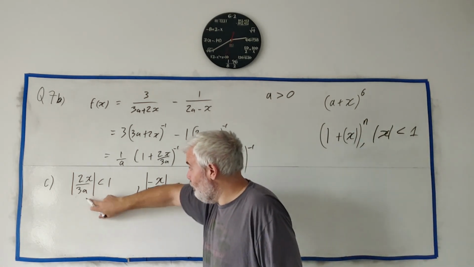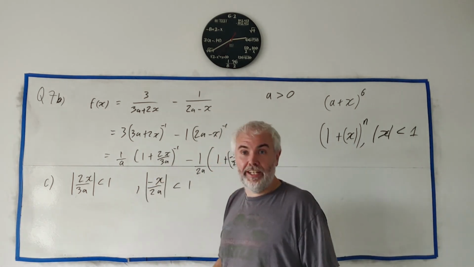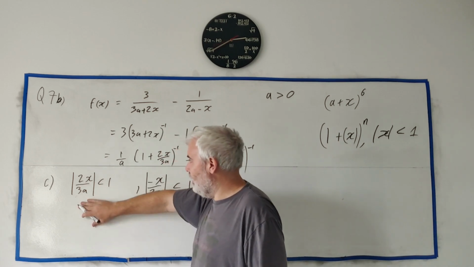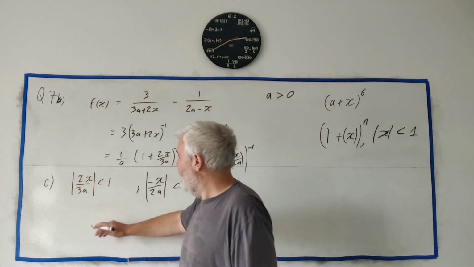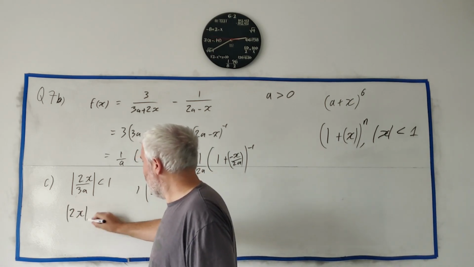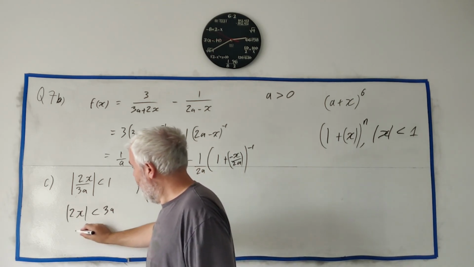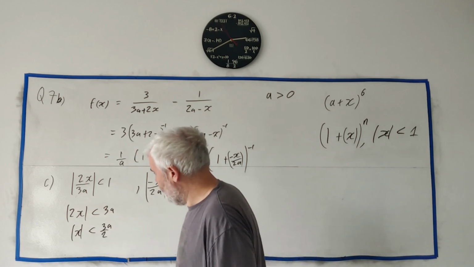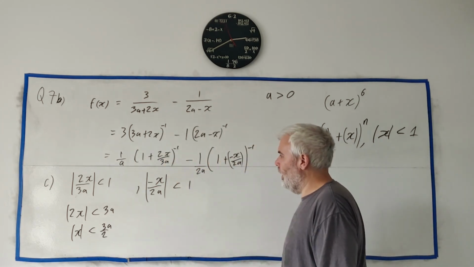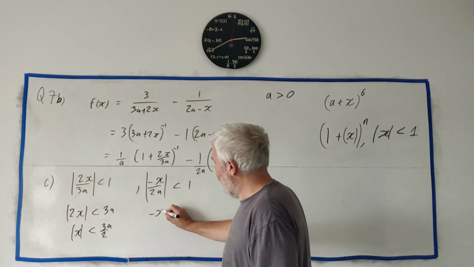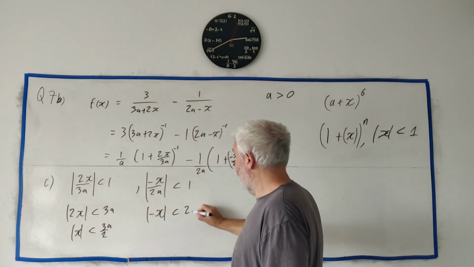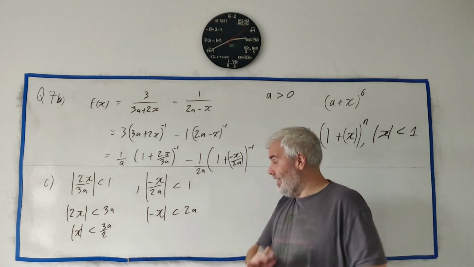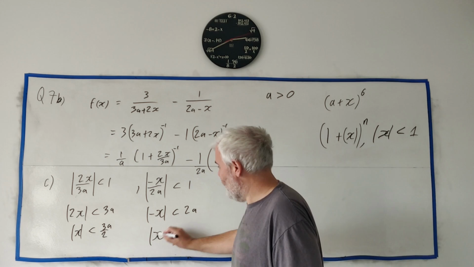That allows us to just move a without bothering the absolute value. The absolute value only relies on x because everything in here is a known quantity. So we get the absolute value of 2x is less than 3a. The absolute value of x is less than 3a over 2. That's what we know from there. And we do something similar here. We get the absolute value of minus x is less than 2a. Just move this across. Of course, the absolute value of minus x is identical to the absolute value of x.